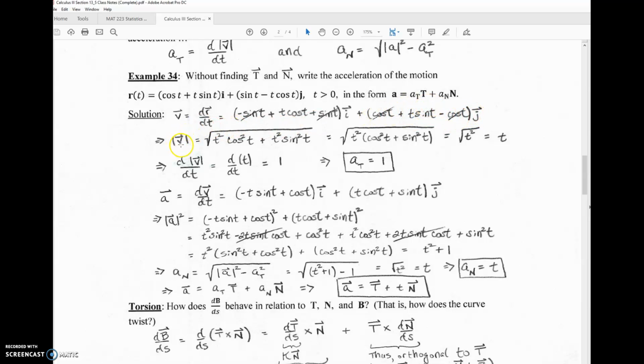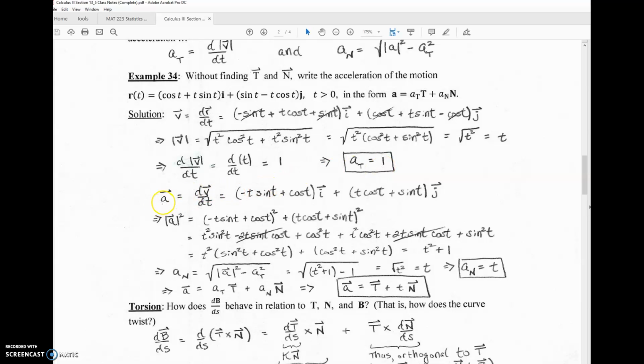Now when I take the magnitude of v, I get the square root of t squared cosine squared t plus t squared sine squared t. Factoring out the t squared, I see that's t squared times 1. This is the Pythagorean identity: cosine squared t plus sine squared t equals 1. So I get the square root of t squared, which is just t, because I was told that t is greater than 0, so it's not the absolute value of t, it's just t. So what is the derivative of this with respect to t? That's just the derivative of t with respect to t, which is 1. So our tangential scalar component of acceleration is simply 1.